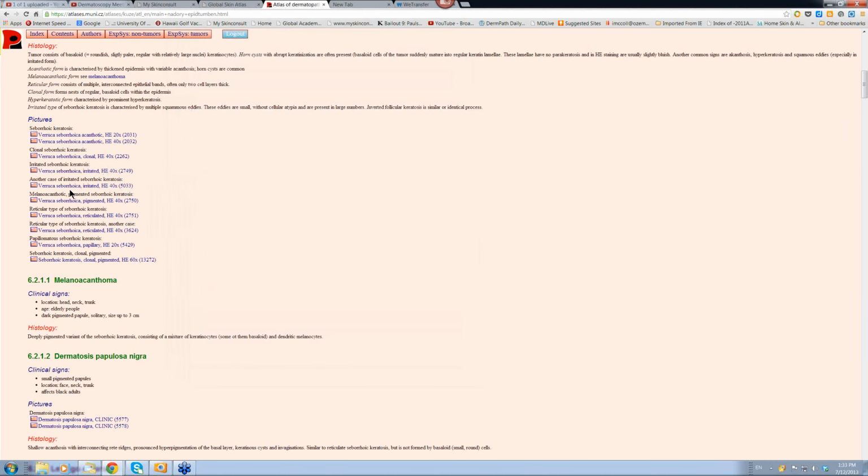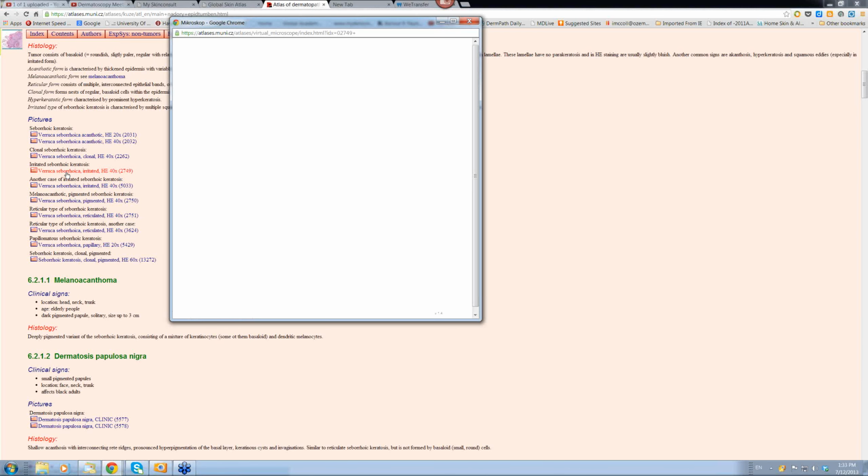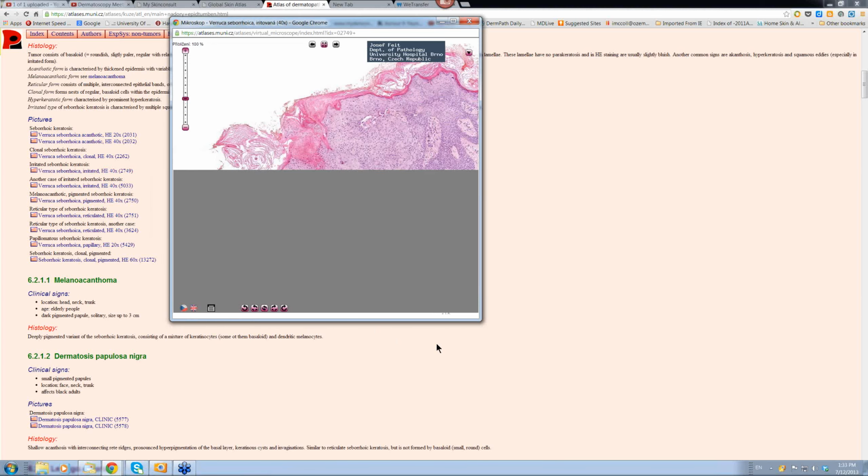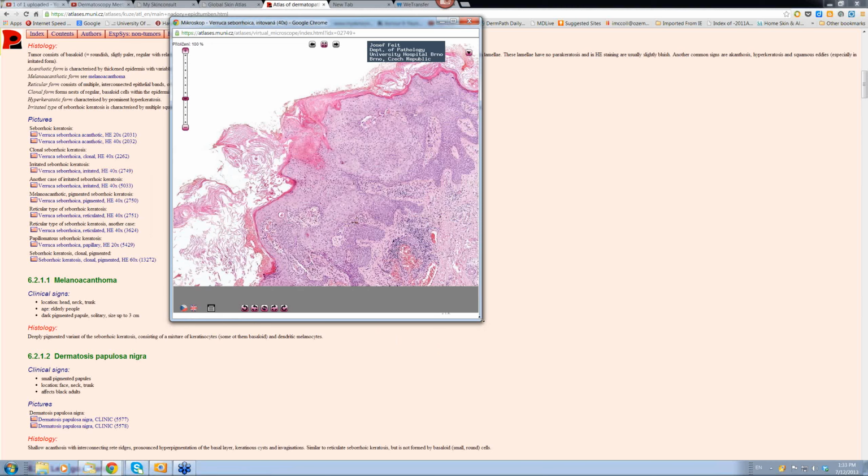What other ones do they have? They're saying this is an irritated seborrhoeic keratosis. Remember that was the one that was pinkish. Should be a lot of lymphocytes there. Shouldn't be a lot of color. Let's see what it shows.